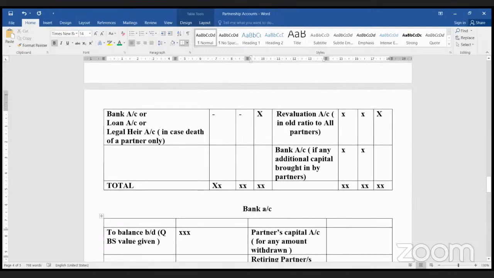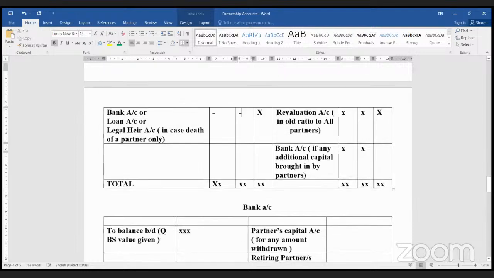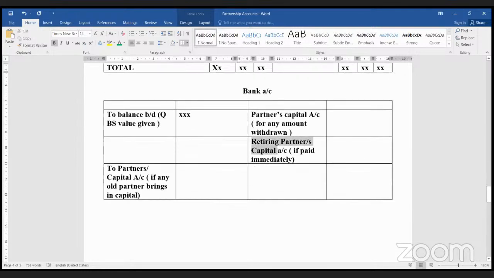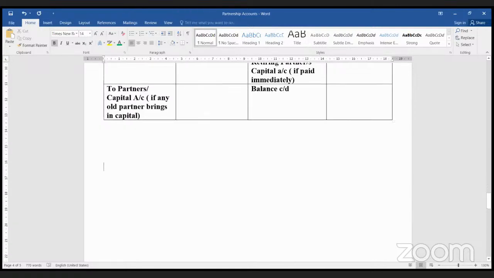Like in capital account, if a question says the retiring partner has been paid immediately, then here you'll write bank, and here again in bank on the credit side you'll write retiring partner's capital account, and we'll write the balance carried down for the remaining partners. The next, you will write the balance sheet. New balance sheet you will prepare as it is.